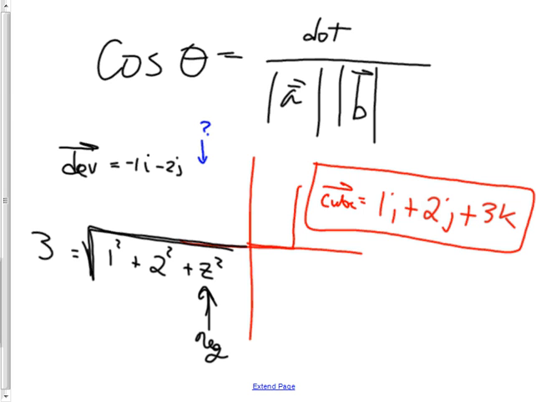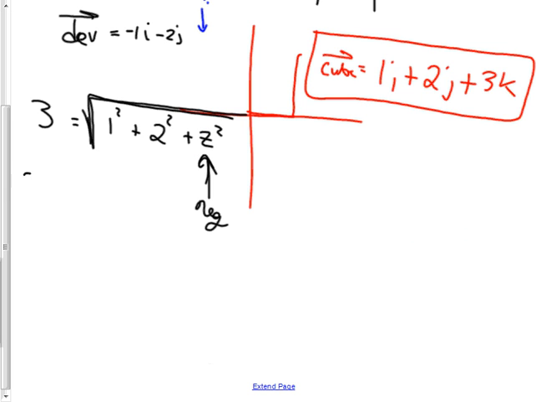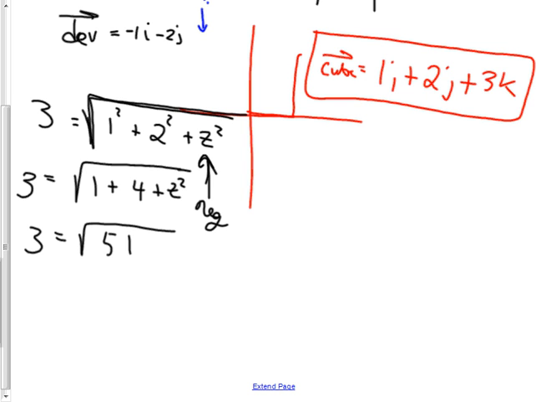I'm going to work this out a little bit further because I'm seeing a few dazed looks on a few faces. Square root of 1 squared is 1, plus 2 squared is 4, plus z squared. So then that's 3 equals the square root of 5 plus z squared. And then how do I fix this? How do you solve this? Square both sides. It becomes 9 equals 5 plus z squared. Keep on going.